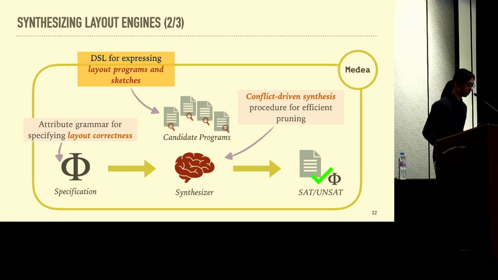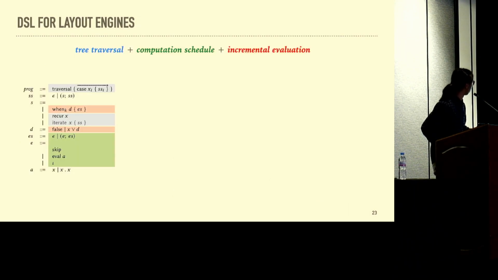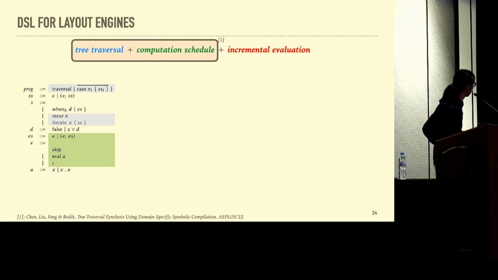Okay, so this is the specification language used by Medea, and now I'm going into the domain-specific language for expressing layout programs and sketches. So as we noted before, there are 3 components that are missing in order to get a functional layout engine. The first is the tree traversal and computation schedule and also incremental evaluation. And on the left, I've shown the context-free grammar of the DSL from Medea. And for now, let's only focus on the first 2 components, tree traversal and computation schedule.